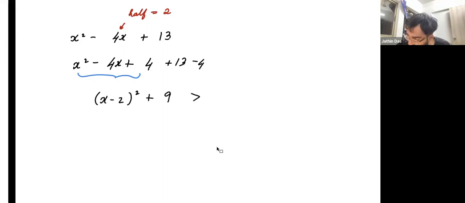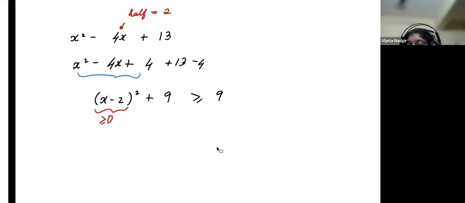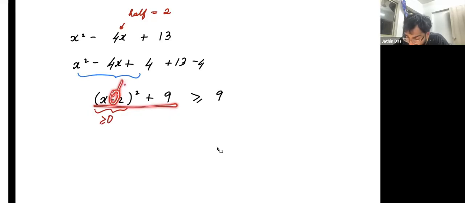So this function is always greater than or equal to, because see, where is its minimum value? The square is anyway always greater than or equal to 0, so its minimum value is 0. Then after you increase the value from 0, it will start increasing from 9. If you check the discriminant of this function, definitely you will get negative, because it's greater than a positive value.